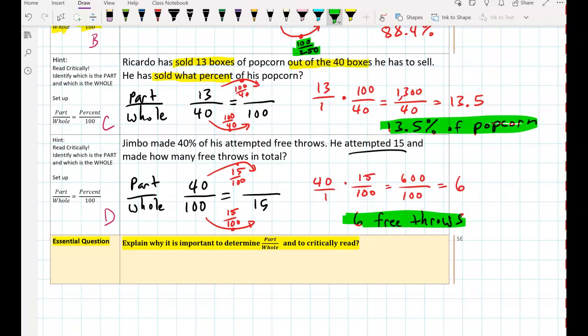You always want to make sure that you answer your essential questions. Explain why it is important to determine the part to the whole and to critically read. Why is it so important to determine what's the part and what's the whole? I hope you know the answer to that question. And why should we critically read the problems? It all comes down to how can you solve a problem if you don't know what it's asking you to do?